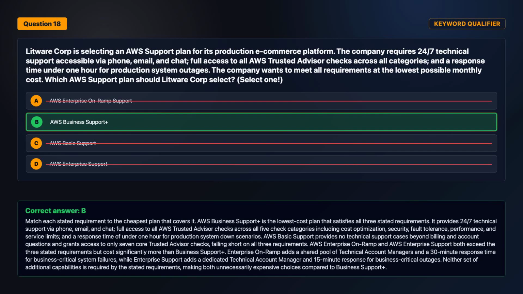The correct answer is option B. Match each stated requirement to the cheapest plan that covers it. AWS Business Support Plus is the lowest cost plan that satisfies all 3 stated requirements. It provides 24/7 technical support via phone, email, and chat, full access to all AWS Trusted Advisor checks across all 5 check categories, including cost optimization, security, fault tolerance, performance, and service limits, and a response time of under 1 hour for production system down scenarios.